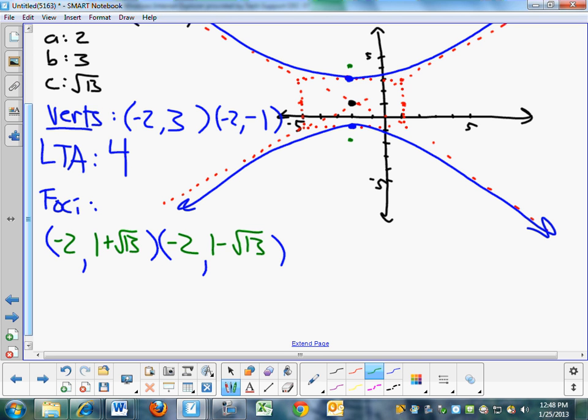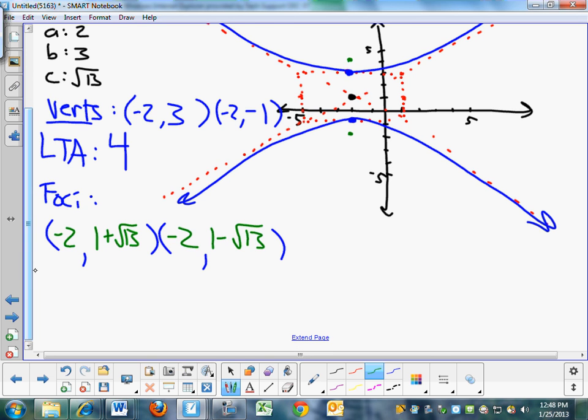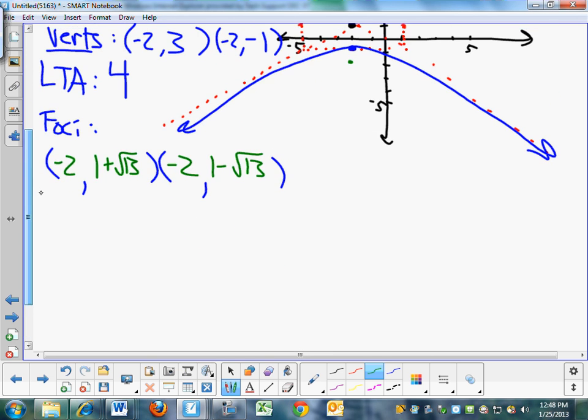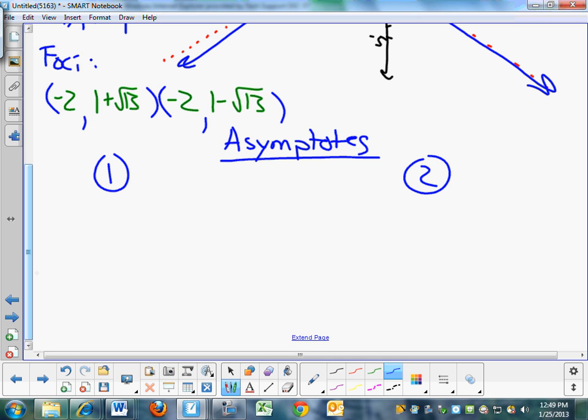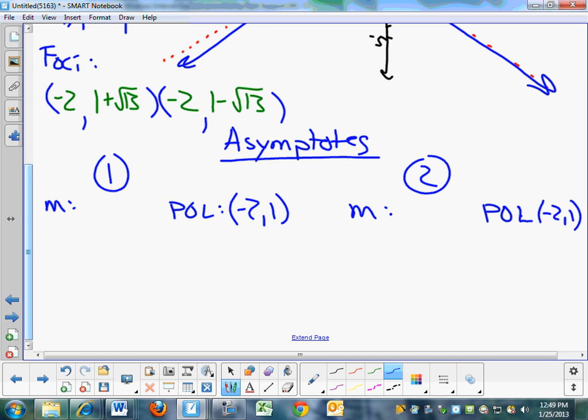We've only got a minute. Okay, so we won't be able to finish the asymptotes, but we can tell you how to do them. Last thing, asymptotes. What two things do I need to have in order to write an equation for a line? Slope and a point on the line. These both pass through the center, which is -2, 1. That's my point on my line.